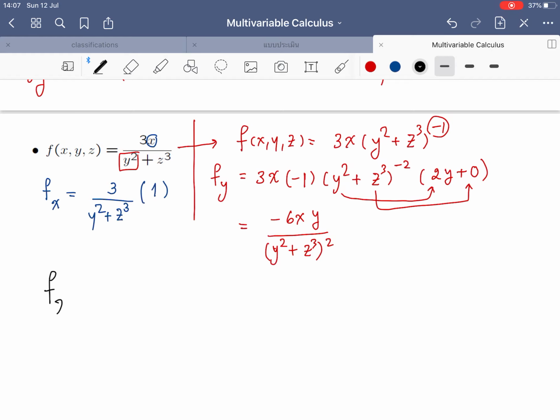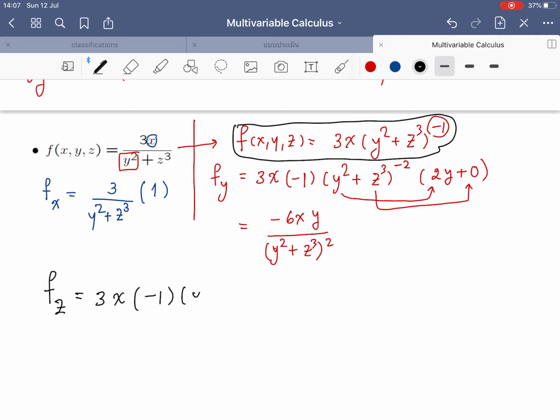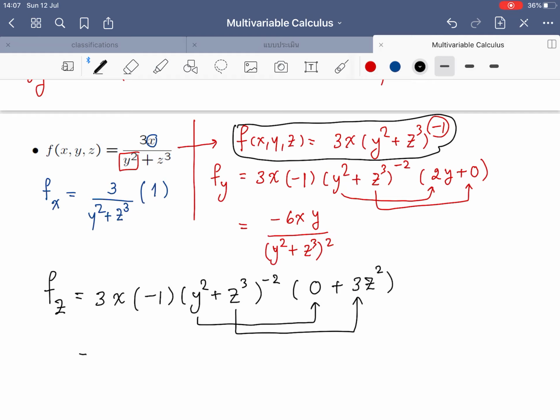Then, if you want the f sub z, you can use this expression again because your z is at the bottom. So the 3x has nothing to do. Now the chain rule will give you negative 1 here, y squared plus z cubed raised to power negative 2, but then a derivative of the inside with respect to z, you have a 0 here, and then your z is a variable, so you have 3z squared, and you can simply calculate it as negative 9x z squared over y squared plus z cubed squared. Okay, so that will be your derivative with respect to z.